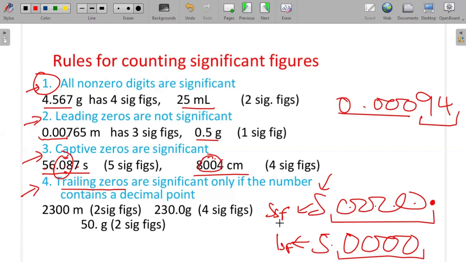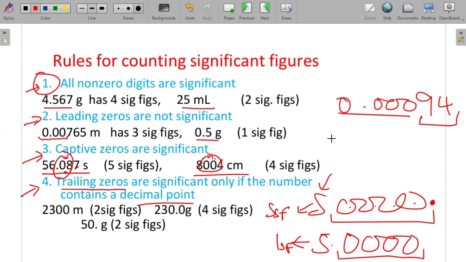So that's the rule concerning trailing zeros. They are only significant if there's a presence of the what? A decimal point. All right, so any questions on the rules of significant figures? Any questions on what I've explained so far? If there are no questions, I'm going to continue. But if you have any question, please don't feel shy.